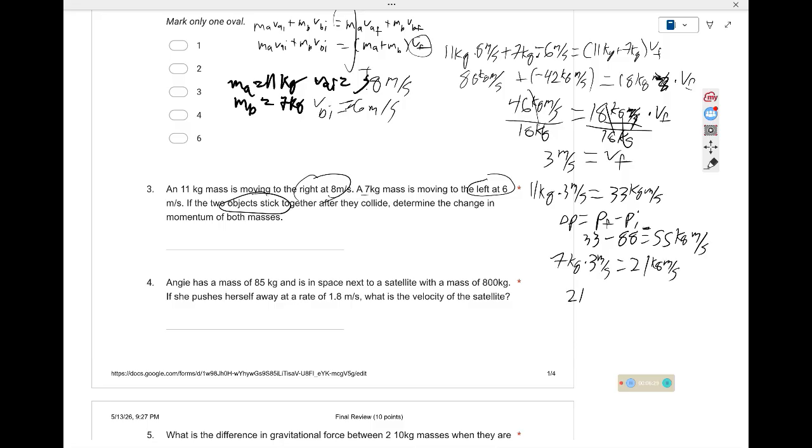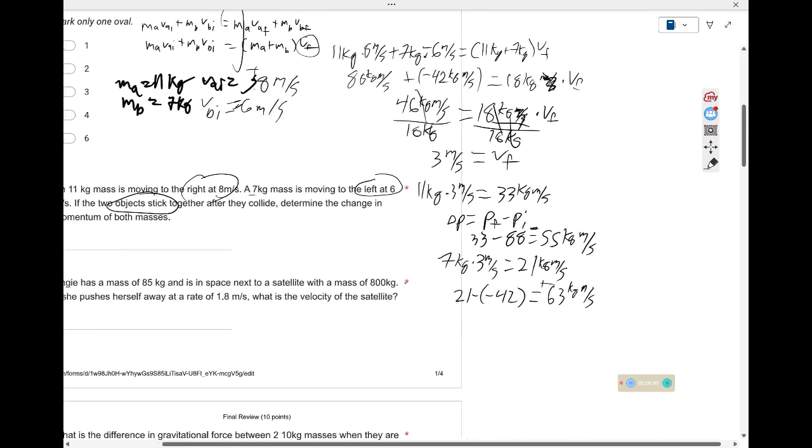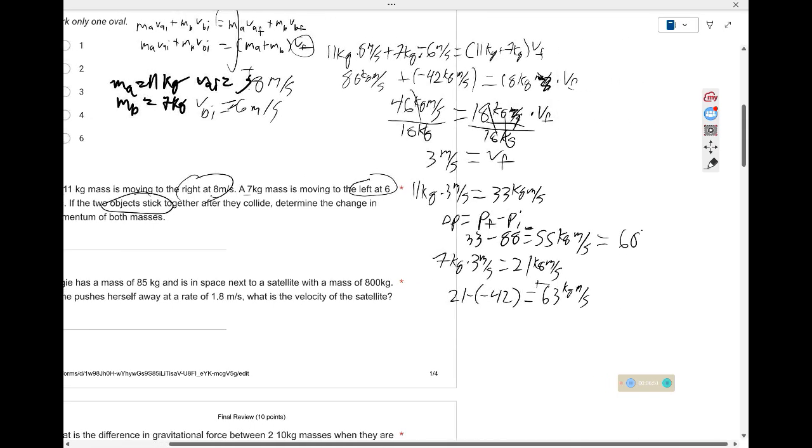We're then going to go 21 minus a negative 42, and that gives us, this is 42, right? 63, plus 63 kilogram meters per second. Again, we only get one sig fig here, so this is actually going to equal 60 kilogram meters per second, and this is going to equal negative 60 kilogram meters per second.